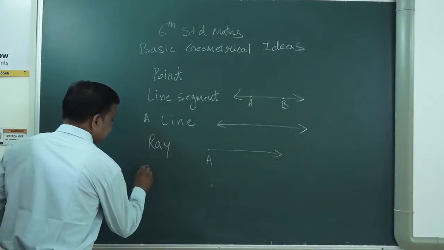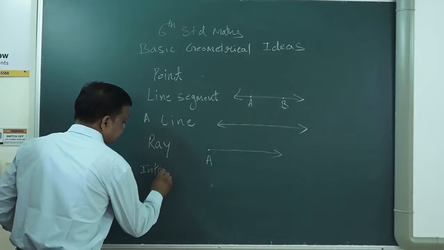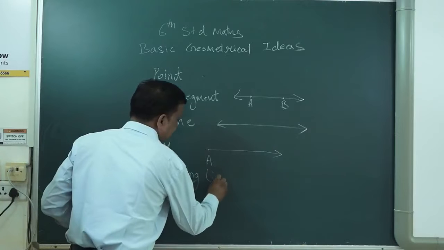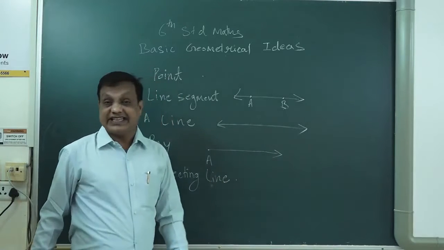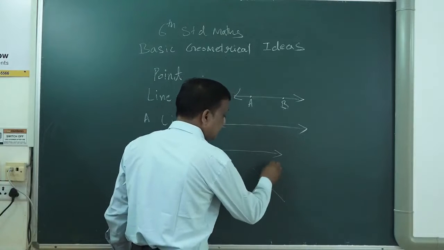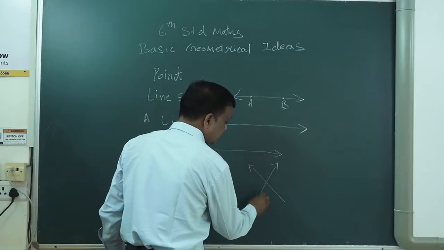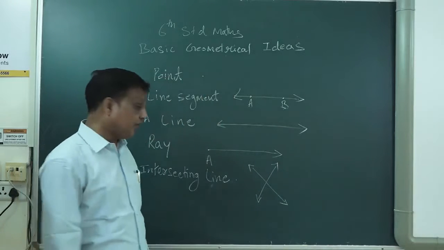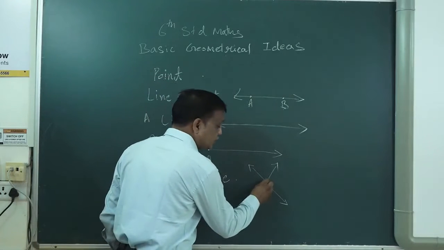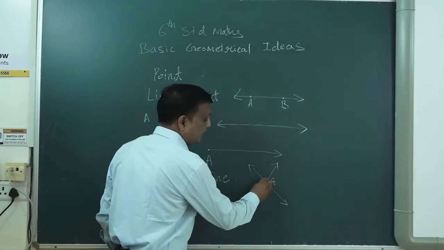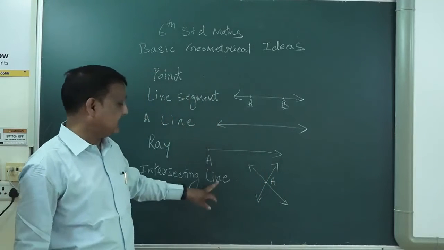Now next we will see intersecting lines. Now what is this intersecting line? Intersecting lines means 2 lines where they meet at one point. Now where is the intersecting point? Where the two lines are meeting, that point is called the intersecting point.